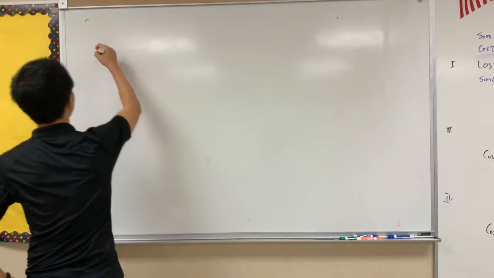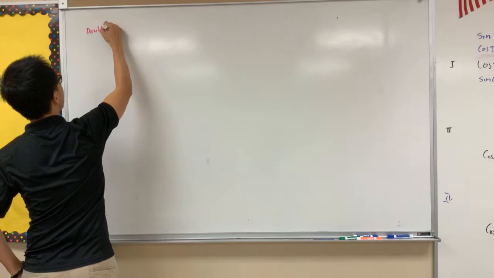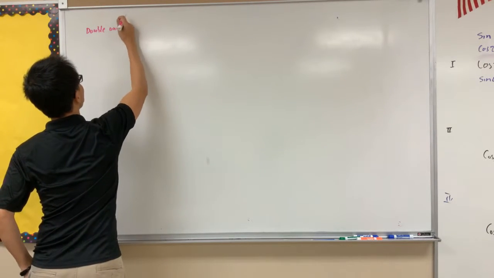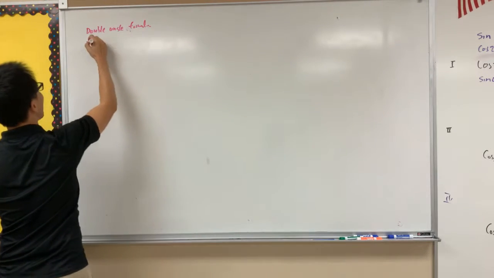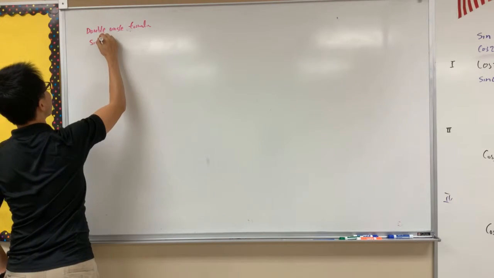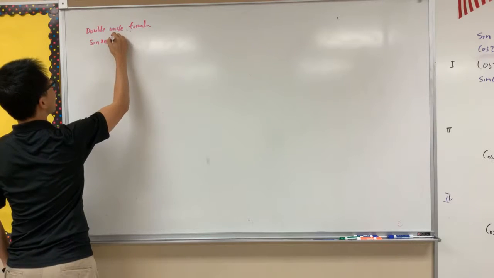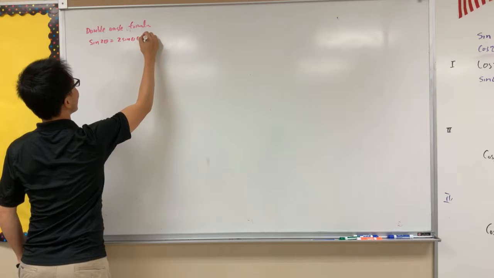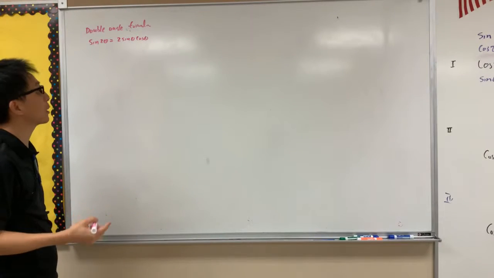So double angle is like this. Double angle theorem, double angle formulas. And you already know which double angle I'm looking for. Sine of 2 theta. Right? So we know that's equal to 2 sine theta cosine theta. How do we prove that?